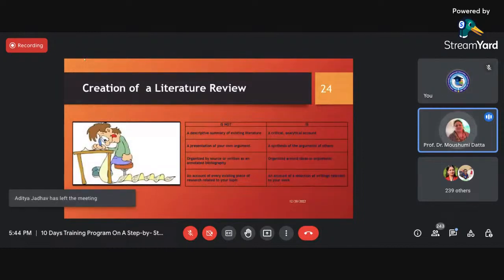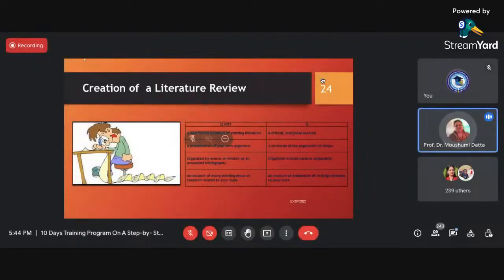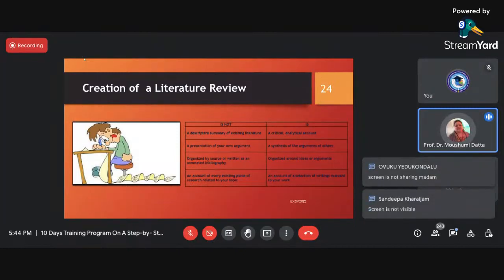Now, you see the picture here. In this picture, this little boy is writing pages after pages. It is not like that. Literature review is not only writing pages and pages. Whatever you get in your hand, you start writing. That does not become a literature review. It is not a summary, but it is a critical account.